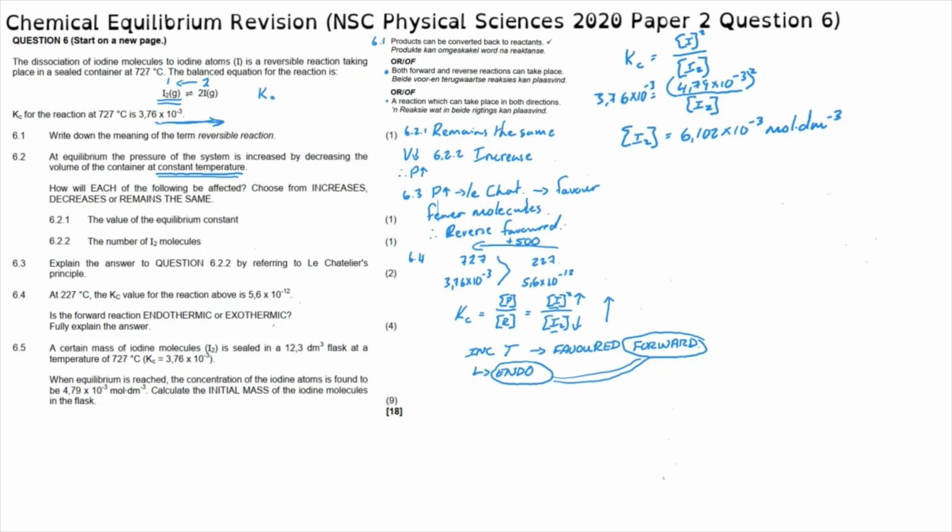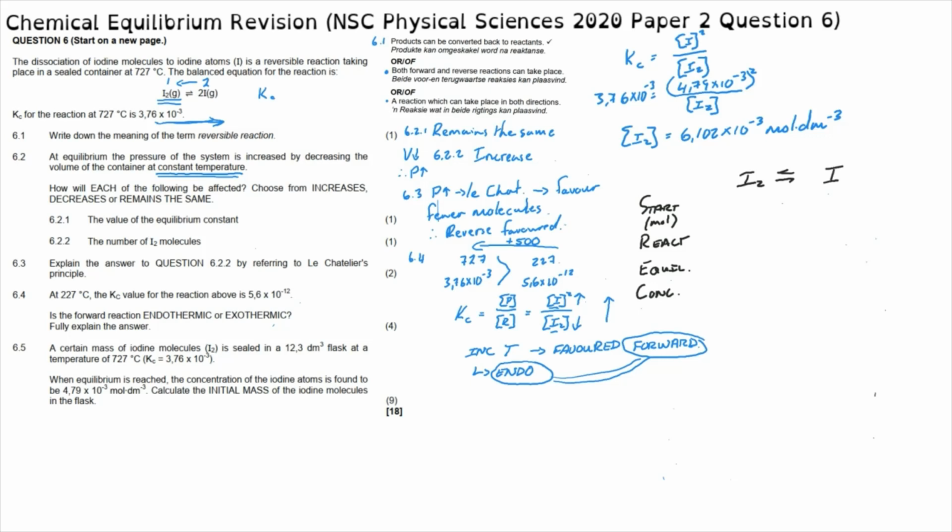We can then set up our Schreck or ICE table, where we say that our initial amount at the start, in a number of moles, is compared to the amount that reacts, also in moles, and that then finds our amount at equilibrium, again in a number of moles, and then the final concentration at equilibrium, in moles per cubic decimeter. That is given for this reaction, which is the reaction of iodine molecules to iodine atoms.